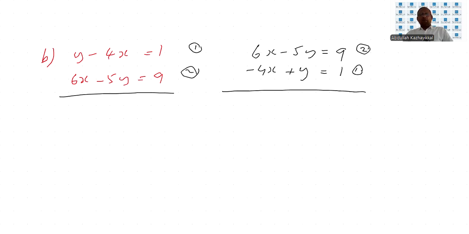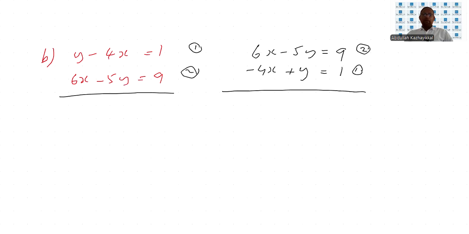But if you are adding this, nothing will be eliminated. You have to make the coefficient the same. In the first example, the coefficient was the same, minus 1 and 1. We can add and eliminate. We had to eliminate. All of you, please look here. Here, minus 5 is there. Here, what is the coefficient? 1. So, don't confuse.